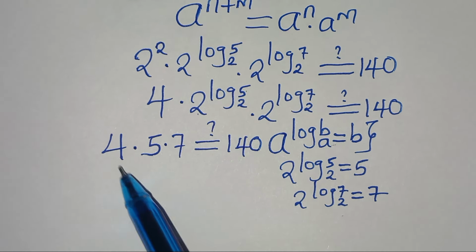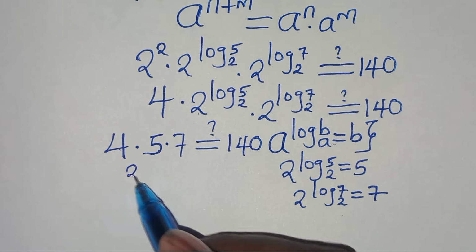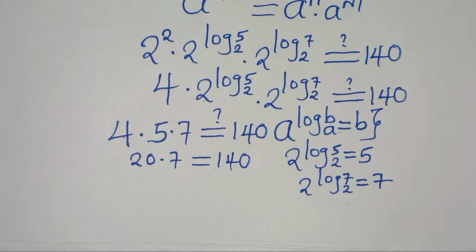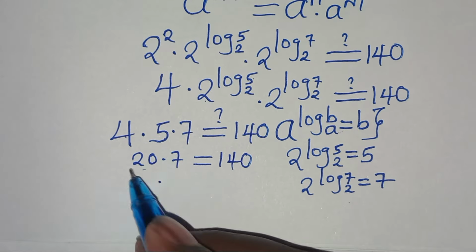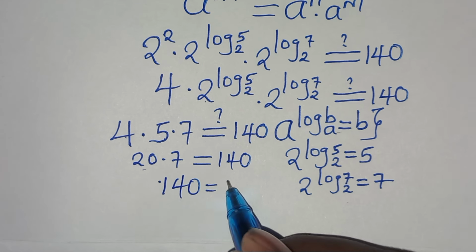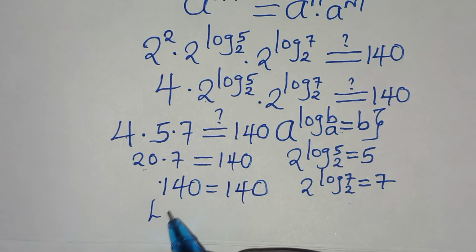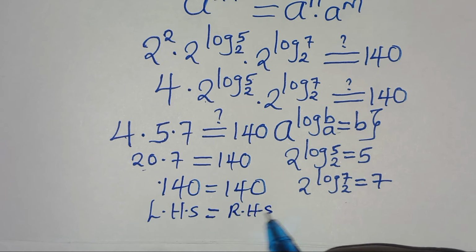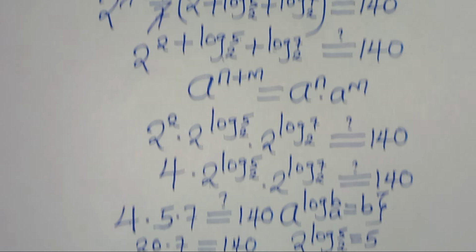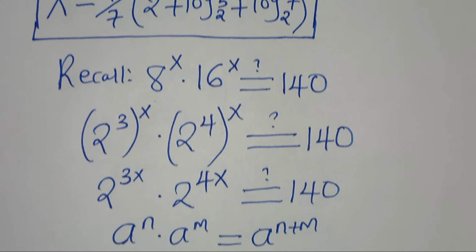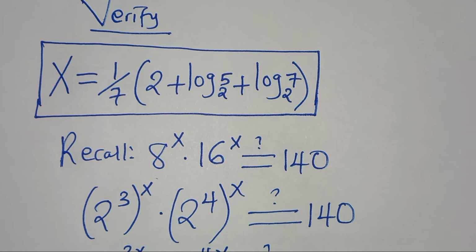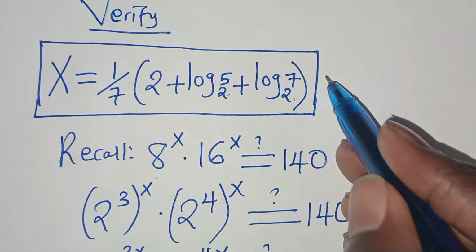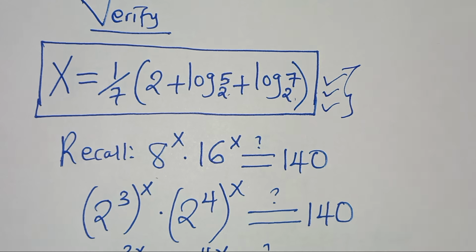So we have here 4 times 5, this is 20. 20 times 7, this should give us a value of 140. So 20 times 7 is 140, which is 140. So the left hand side is equal to the right hand side. And this confirms that the value of x here, which is equal to 1 over 7 in the parentheses 2 plus log 5 to base 2 plus log 7 to base 2, actually satisfies the equation.